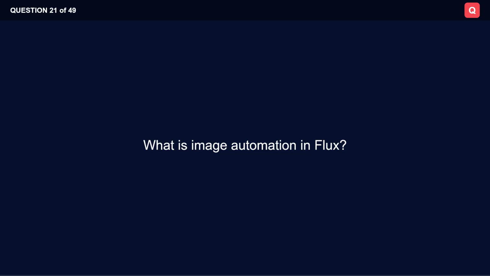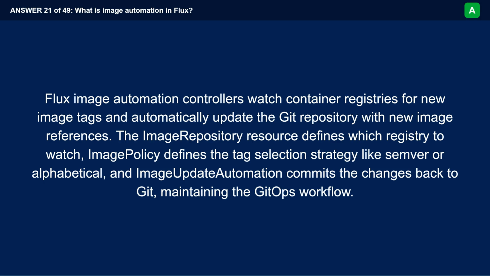What is image automation in Flux? Flux image automation controllers watch container registries for new image tags and automatically update the Git repository with new image references. The ImageRepository resource defines which registry to watch. ImagePolicy defines the tag selection strategy like semver or alphabetical. And ImageUpdateAutomation commits the changes back to Git, maintaining the GitOps workflow.